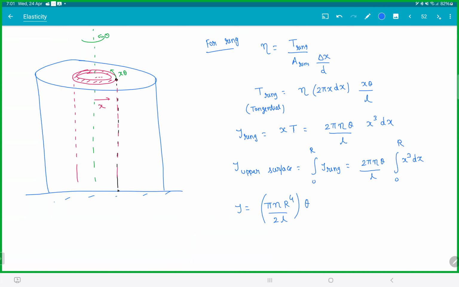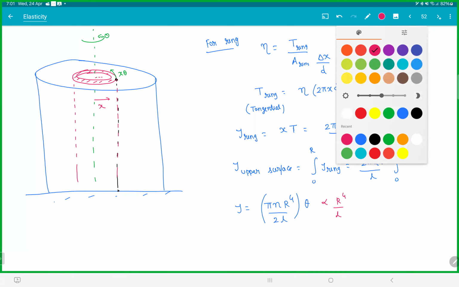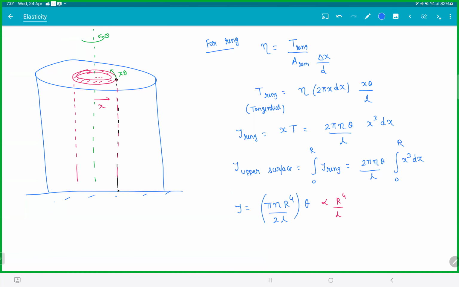I showed it on the next page. This is the main result, right? If you see, this is proportional to r power 4 by L. Thicker the cylinder, more difficult to twist the cylinder. If this had been a hollow cylinder, have a look at the integration. Clear how we did this?